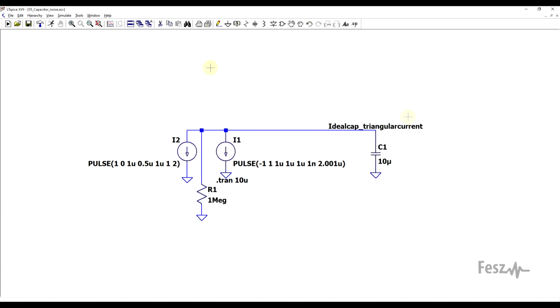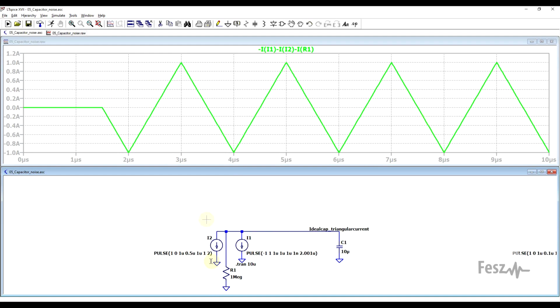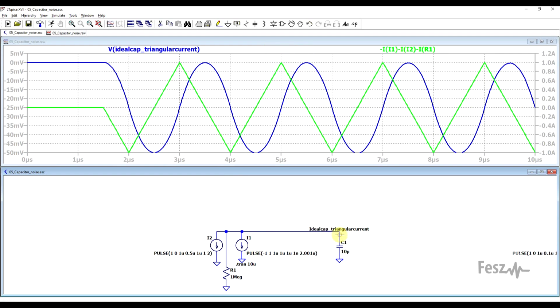To highlight this, first I constructed a circuit that applies a triangular current to a capacitor. So this is the current that my sources are providing, and if we look at the voltage present on an ideal capacitor, we see that it's more or less a sine wave, with the sine wave's frequency equal to that of the triangle wave. Now, from a spectral point of view, this is great news, since an ideal sine wave would only consist of a single frequency.